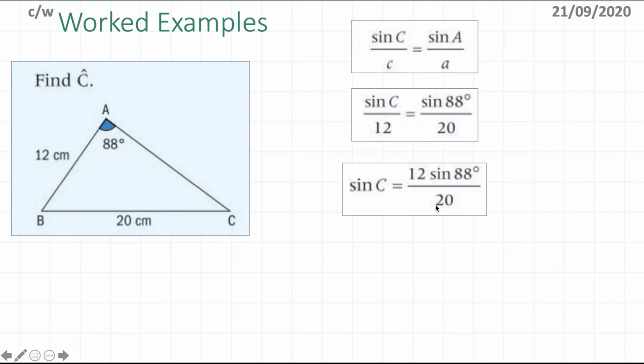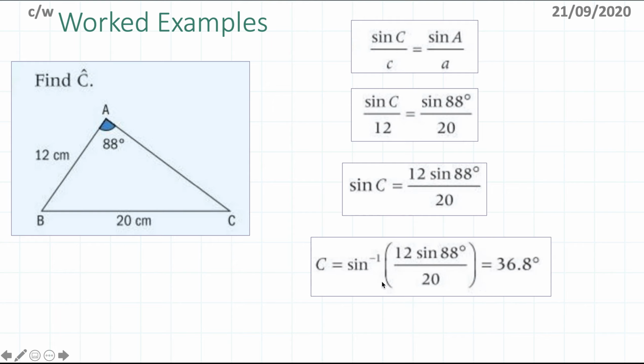Once you have this, be careful that this right-hand side is not the angle. This is the sine of the angle. In order to get C, you have to get rid of sine, but sine is a function. In order to get rid of the sine, you have to take what we call the sine inverse. You've seen this already in trig ratios. So I'm going to take the sine inverse of this whole thing on the right-hand side. Make sure that the whole thing is in your brackets, and that's going to be equal to 36.8. So it's a number that actually makes sense.